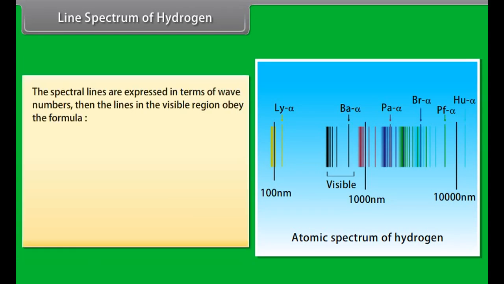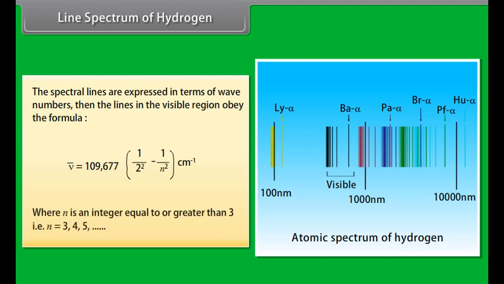The spectral lines are expressed in terms of wave numbers. Then the lines in the visible region obey the formula: wave number is equal to 1,09,677 × (1/2² − 1/n²) per centimeter, where n is an integer equal to or greater than 3, that is, n is equal to 3, 4, 5 and so on.